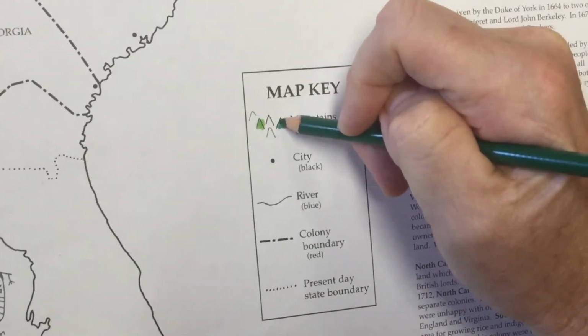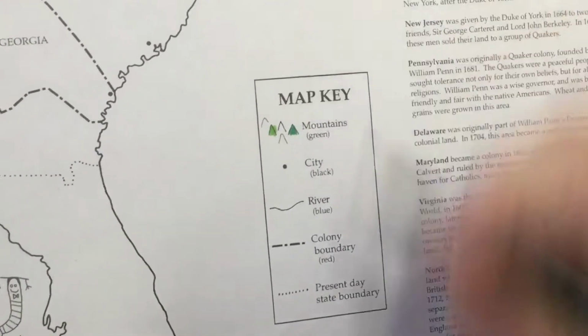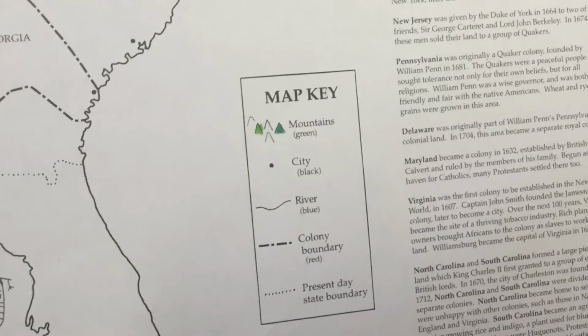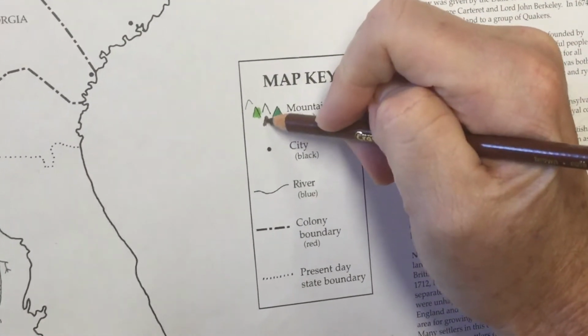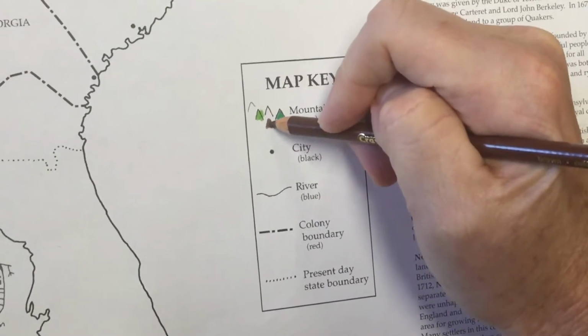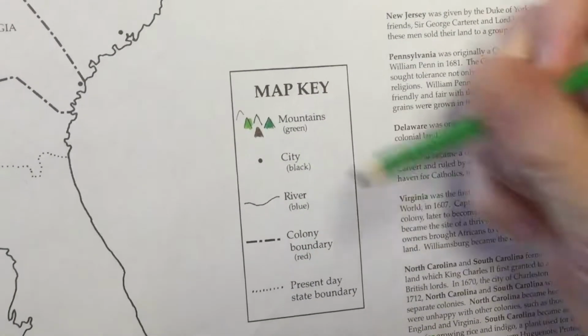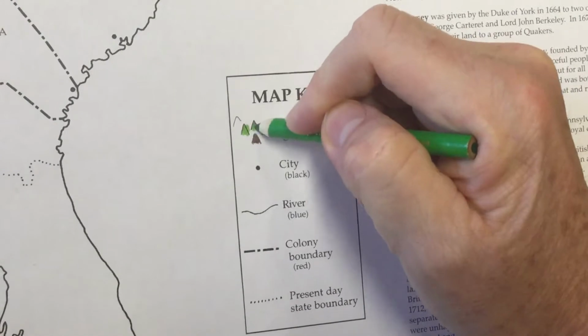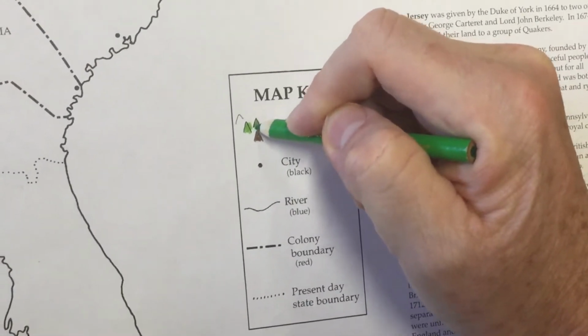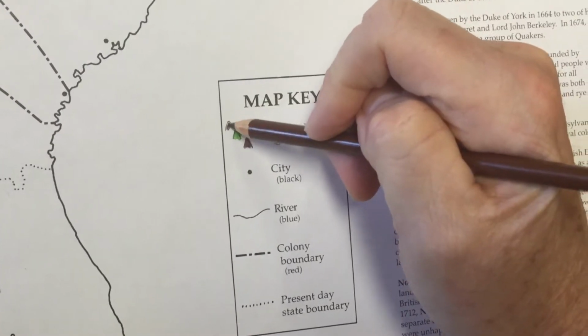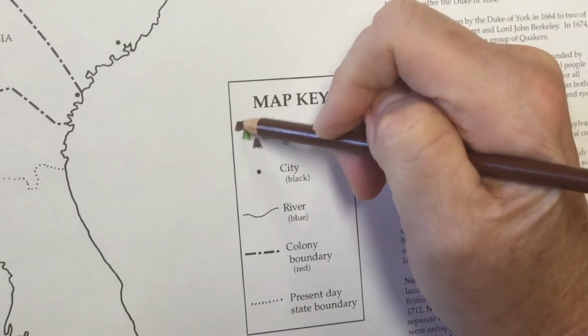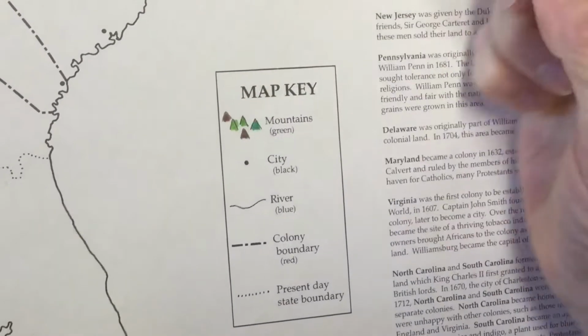You want to color each symbol separately. Sometimes I think the more color the better for the mountains. Alright, so eventually we'll be adding mountains to the map.